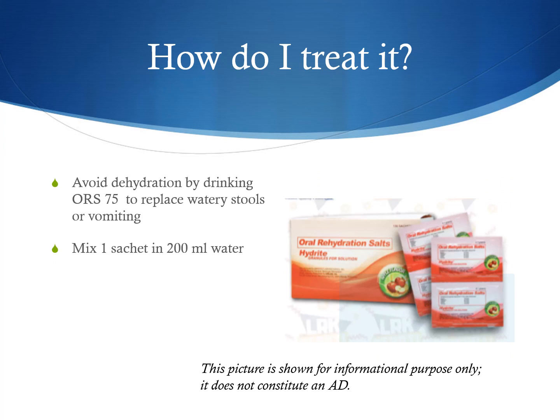So how do we treat acute gastroenteritis? Simply by avoiding dehydration, by drinking ORS 75 or an electrolyte drink to replace the GI losses from watery stools or vomiting. So this is an example of how an ORS 75 looks like. In a sachet, it is prepared by mixing 1 glass of water with 1 sachet.